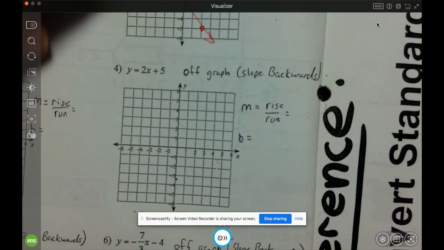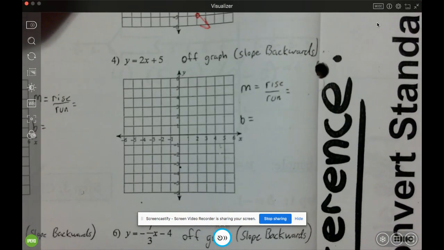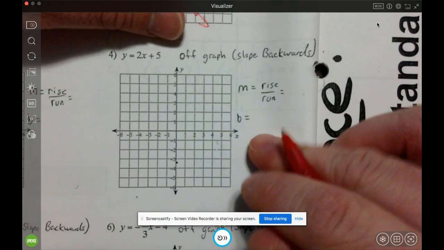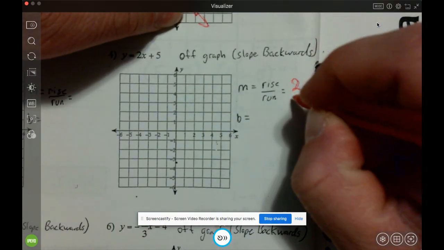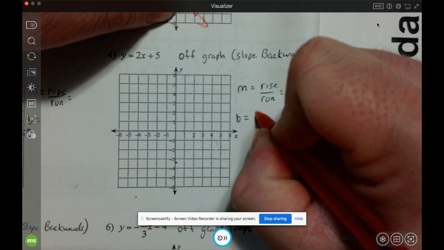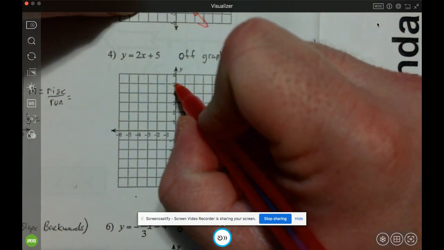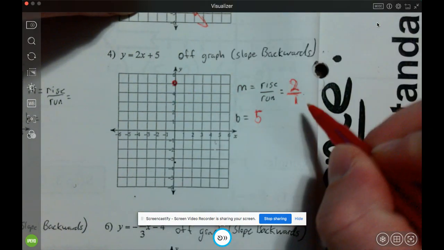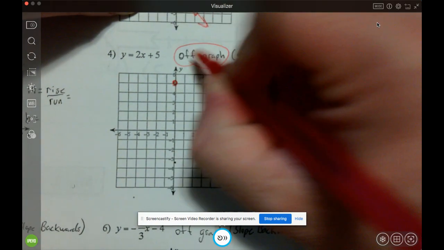Okay, number 4. It looks like these last two are going to go off the graph, so hopefully you're able to notice that. This one, you have a slope of 2, and remember, if it's a whole number, you write it as a fraction, 2/1. The y-intercept's 5. So when you put your first dot at 5, the starting point, and you try to go with that slope, which is 2/1, you're up 2/1, you're off the graph.